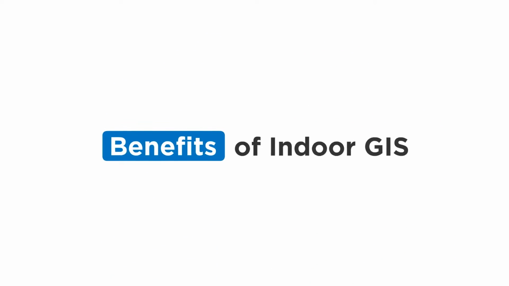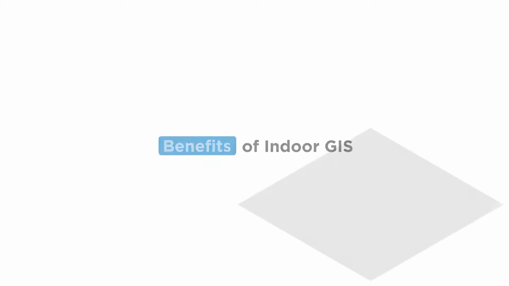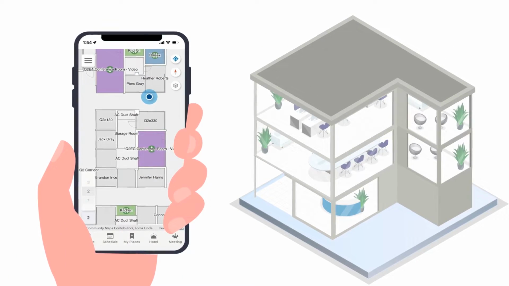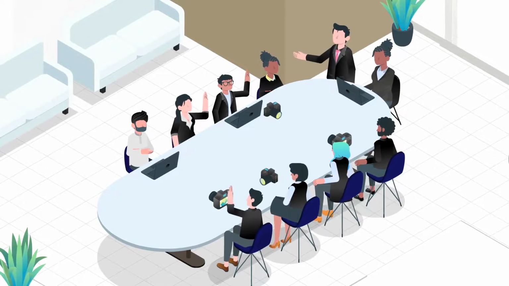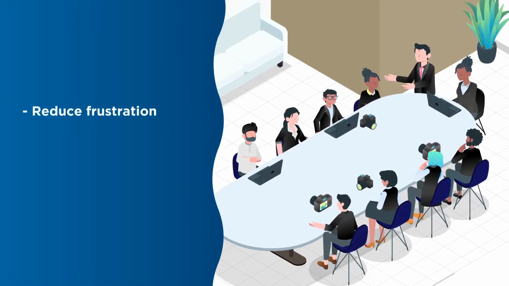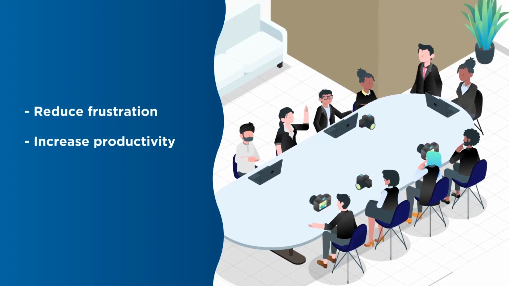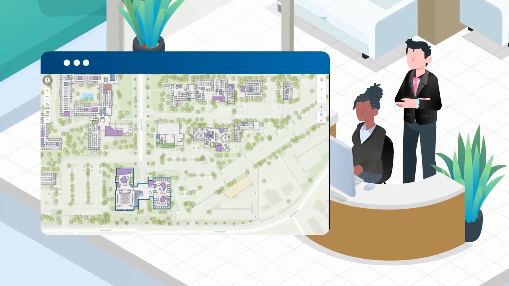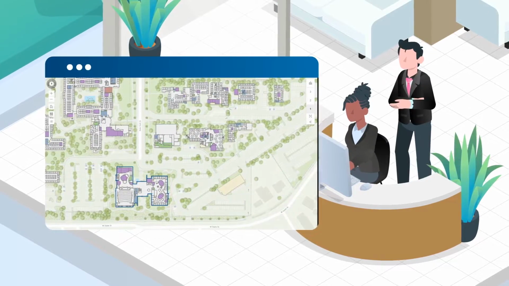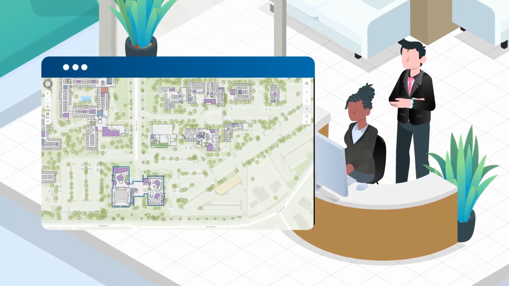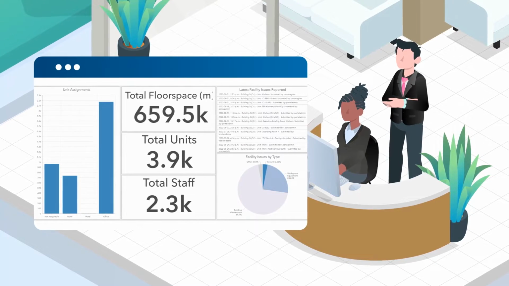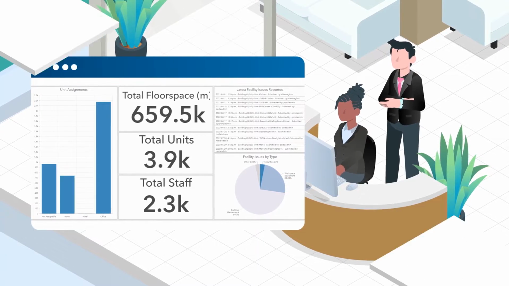Here are some of the benefits of indoor GIS. Users can find facilities information faster using visual interactive tools. Deliver a better occupant experience to reduce frustration, increase productivity, and retain staff, customers, and students. Optimize space allocation throughout your facilities to accommodate changing space needs. Leverage powerful analytical tools and real-time situational awareness of people and assets.